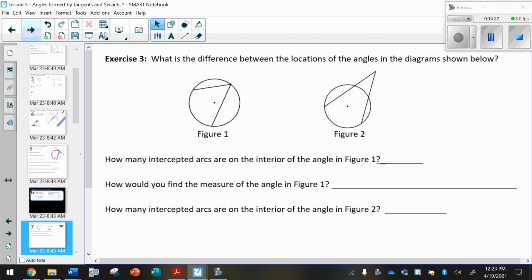What's the difference between the locations of the angles in these 2 diagrams? These are 2 different pictures, and they're going to have 2 different sets of rules. In figure 1, how many intercepted arcs are on the interior of the angle? The intercepted arc on the interior of the angle is right there, 1. If I have 2 secants that eventually intersect somewhere outside of our circle, there are 2 intercepted arcs there.